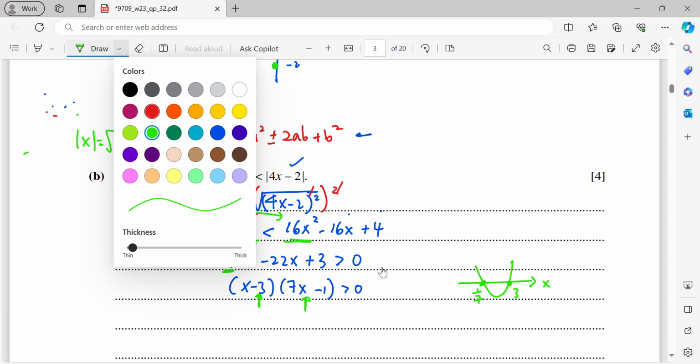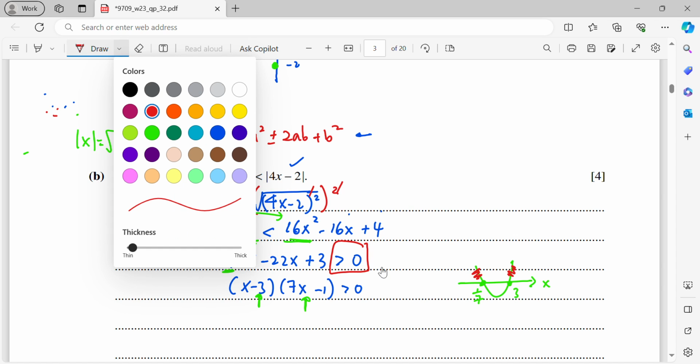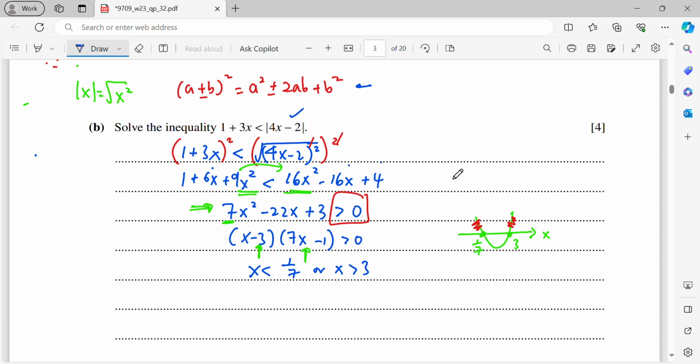For the final answer, it depends on this inequality, which is greater than 0. Greater than 0 means it will be above the x-axis. So from the graph, I know that my solution is x less than 1 over 7 or x greater than 3.